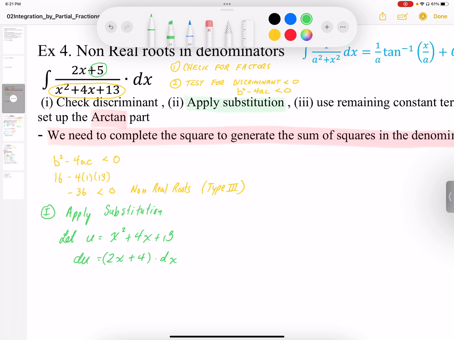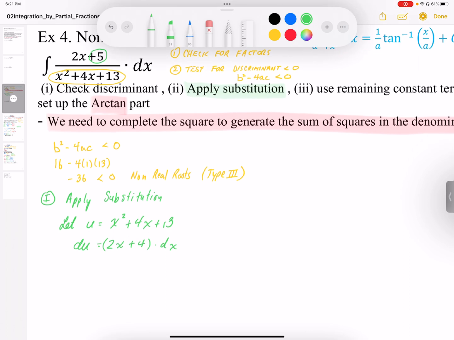So the first thing is we apply substitution, and then we separate it out so that we can do the substitution in this integral. So we have 2x plus 4 over x squared plus 4x plus 13. Now, that is the substitution part. Okay, so one part is substitution. Another part is going to be an arctan part. So we're going to end up with an arctan part. So I'm going to do plus.